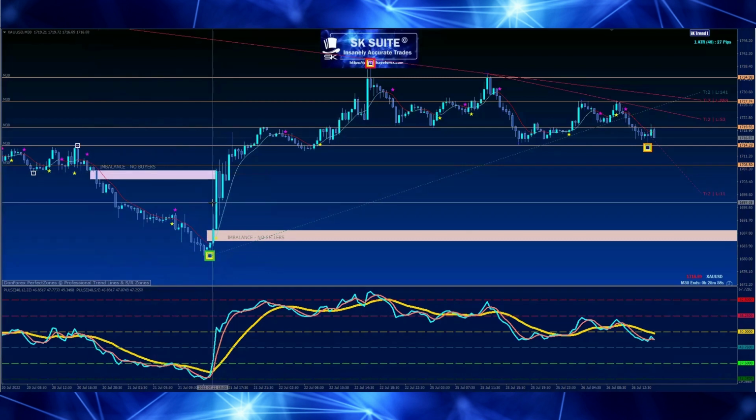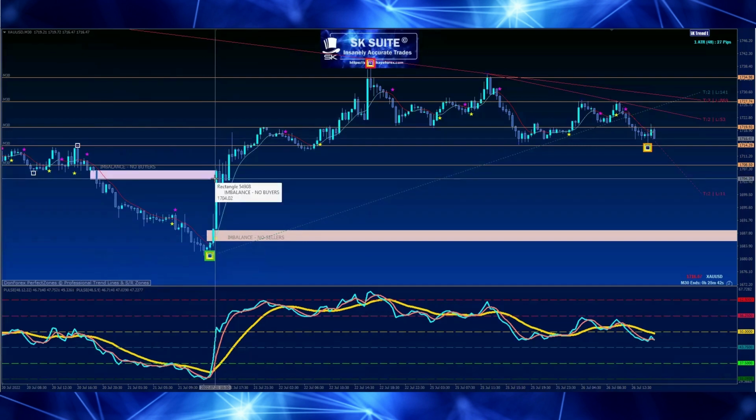So that's why I said imbalances may be filled at a later point in time. As to when, nobody knows. But it is an area where you can target take profit. So for example, if you buy here, you can target this imbalance for your take profit.